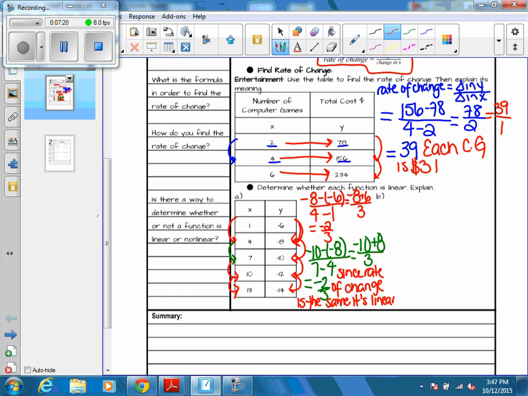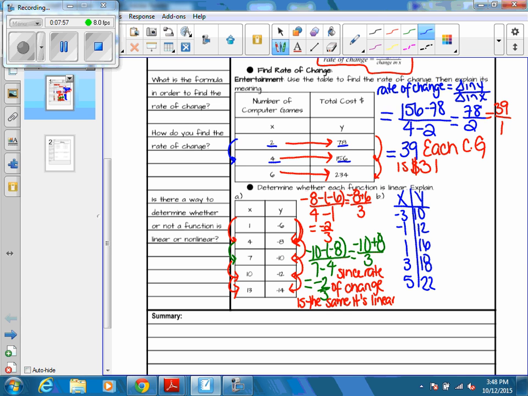Now, if I was to do that same thing with another table, let's go ahead and draw this table over here. If I do x and y, and then I had the values -3, 10, and I did -1, 12, and I had 1, 16, 3, 18, and 5, 22.